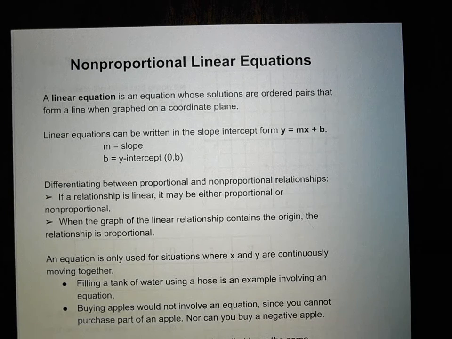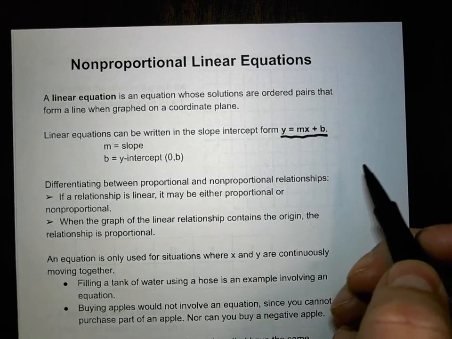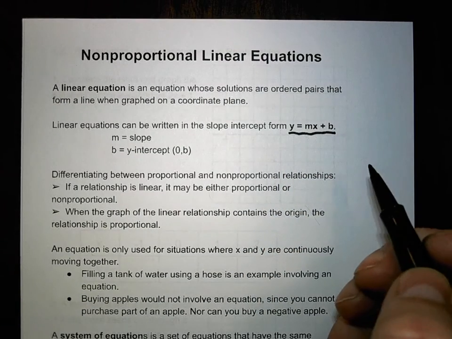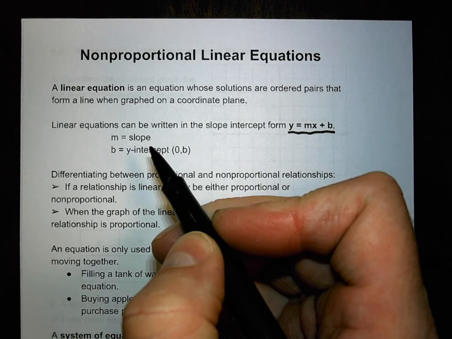So we've learned one that was y equals kx, right? We're going to add to that where we get y equals mx plus b. And this is what we're going to be all about this week. m is the slope. We know that very much the same as k.